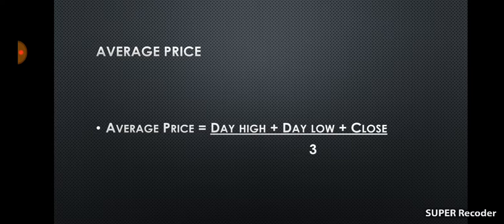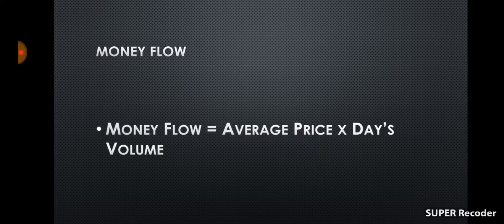Here we are using average price instead of closing price, and by multiplying this average price by volume we will get money flow. The money flow is considered positive money flow when it goes up. If the price was up on a particular day, this is considered positive money flow, and if the price closed down, it is considered negative money flow.